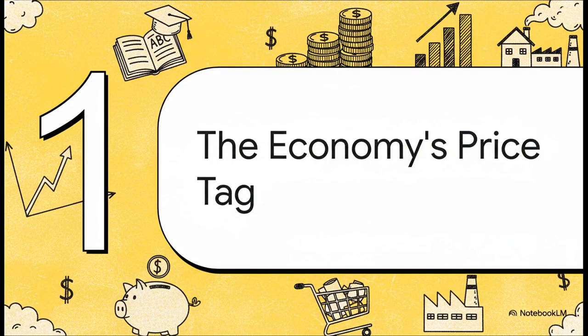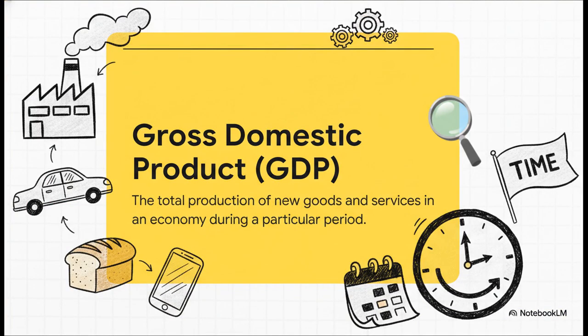Okay, first things first, let's get that official textbook definition. If you're taking notes for class, this is definitely one you're going to want to write down. So, gross domestic product is the total production of new goods and services in an economy during a particular period. Now, trust me, every single word in that definition is there for a reason, especially "new" and "particular period."